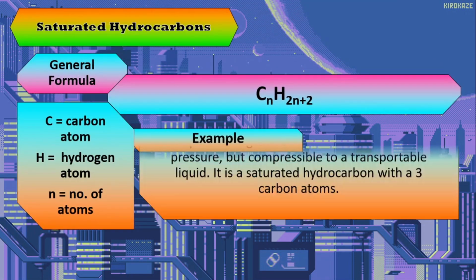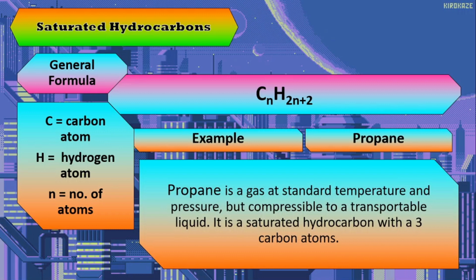The general formula for alkanes or saturated hydrocarbons is CnH2n+2, where C stands for carbon atom, H for hydrogen atom, and n for the number of atoms. For example, propane. Propane is a gas at standard temperature and pressure, but compressible to a transportable liquid. It is a saturated hydrocarbon with 3 carbon atoms.